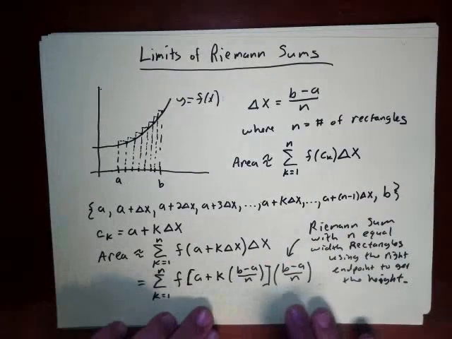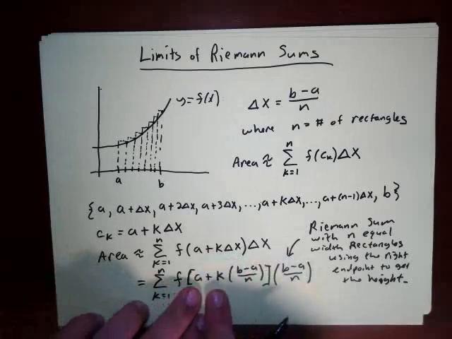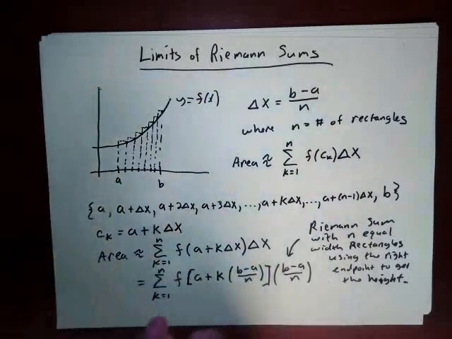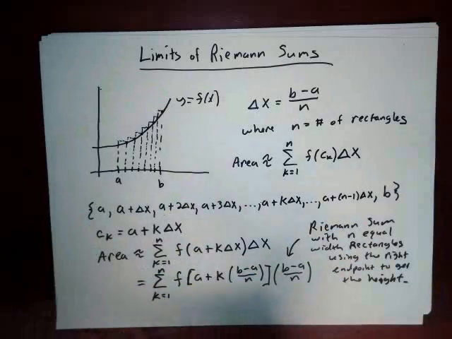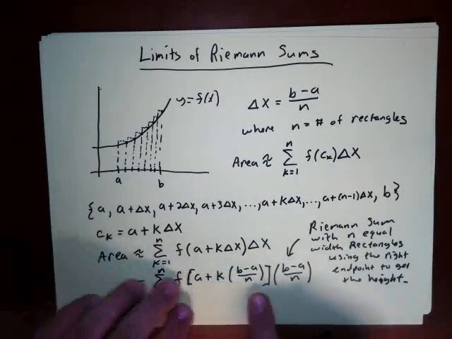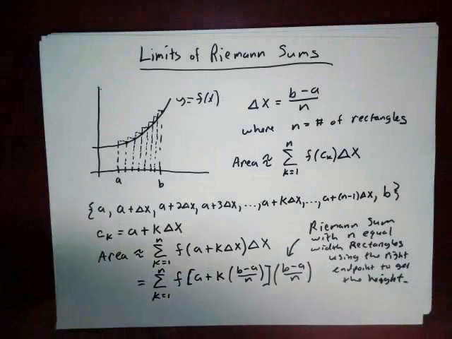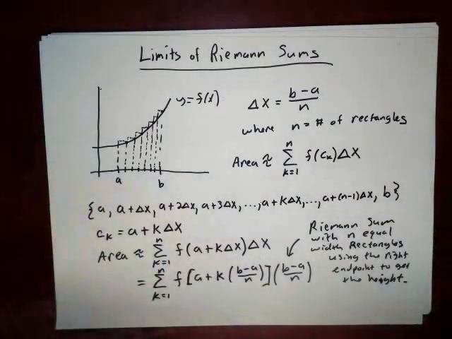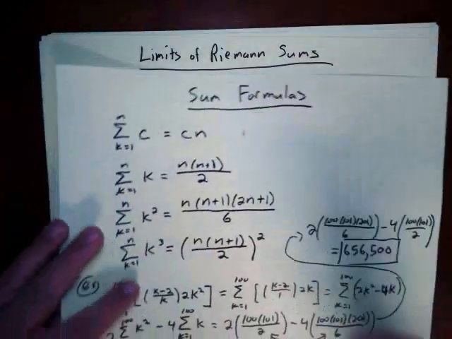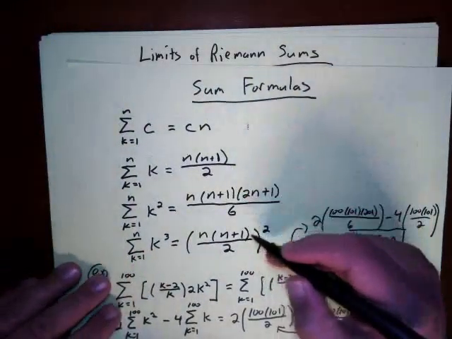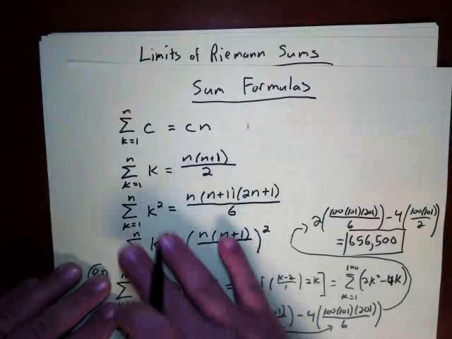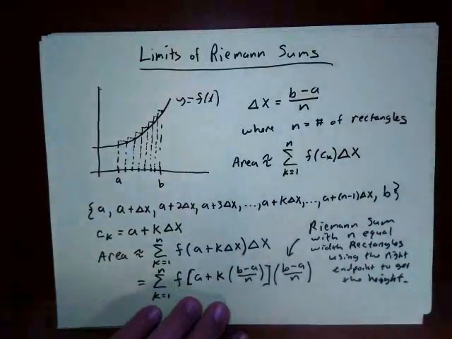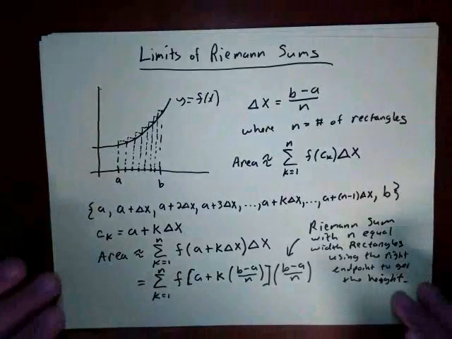Okay, and so basically you would have to plug this expression inside whatever your function is and simplify all that, and get it down into an expression involving one of these four formulas, then we're going to be able to express everything in terms of n, and then we're going to be able to take the limit.